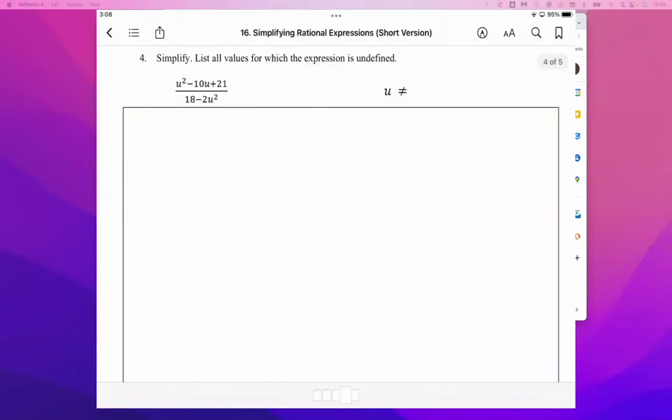And so coming in with number 4, again, we will separate this fraction into our numerator and denominator. We need to simplify it, so we're going to factor the numerator, and we're going to factor the denominator as far as we can and see if we can come up with any common factors in the numerator and denominator. So u squared minus 10u plus 21, and 18 minus 2u squared.